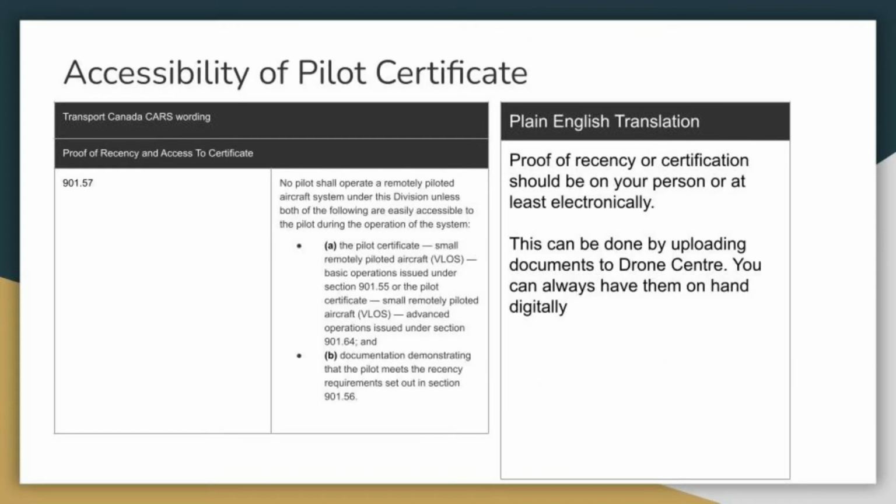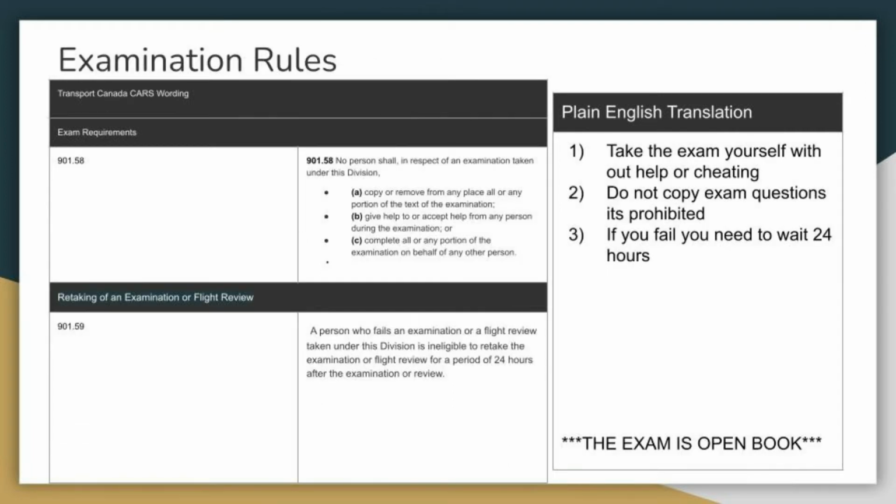Now, looking at 901.57, it states that no pilot shall operate a remotely piloted aircraft system under this division unless both of the following are accessible: the pilot certificate or document demonstrating that the pilot meets the recency requirements. Again, putting this into plain English, you need to have proof of recency of your certification on your person, at least electronically. This can be done by uploading this material so you have it with you over your phone.